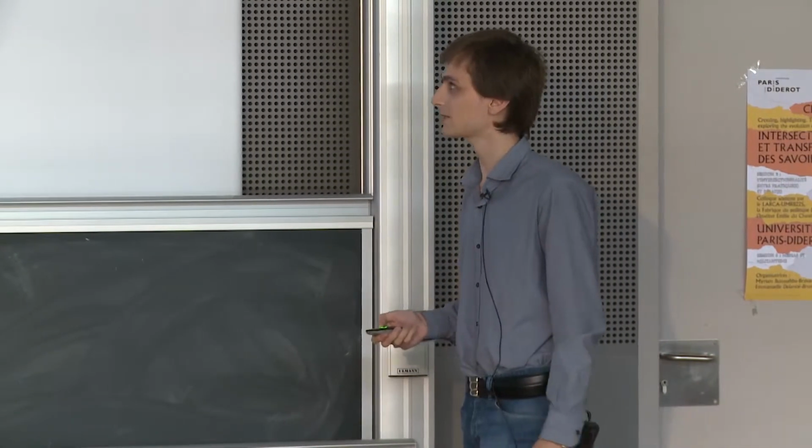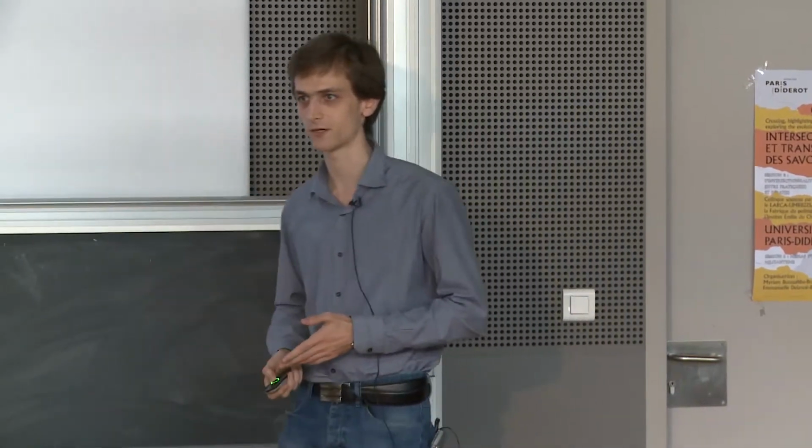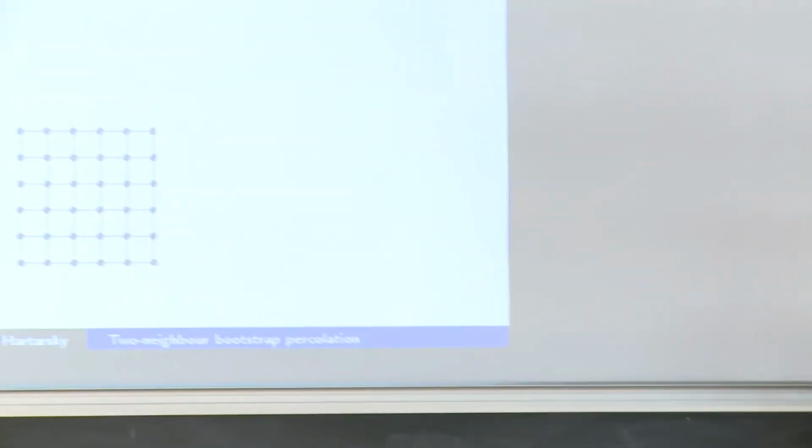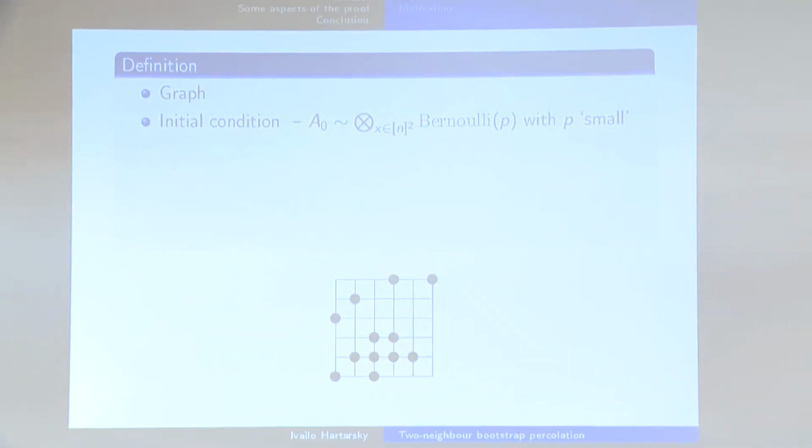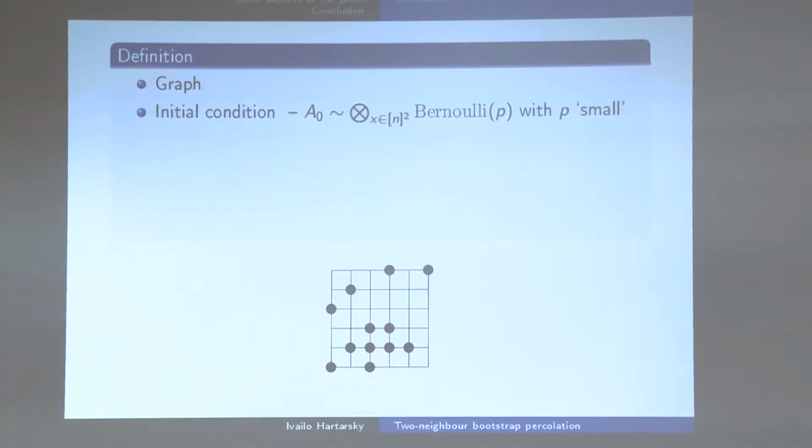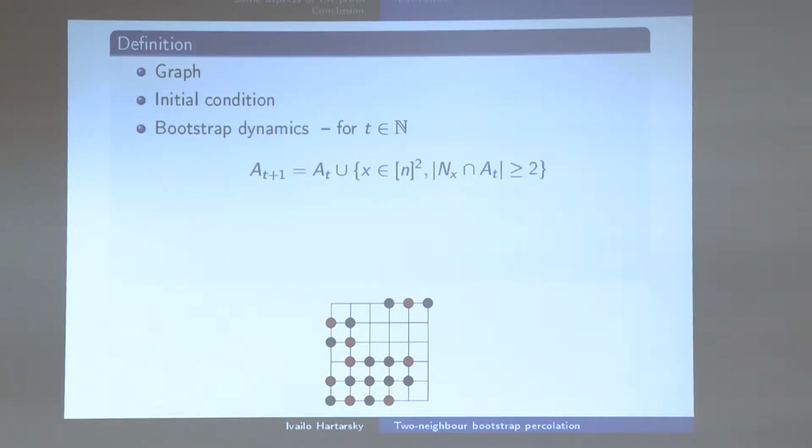So what's this bootstrap percolation thing? You start with a graph, which in our case will be the n by n grid. You put a percolation on the vertices, so each vertex is initially infected with probability p independently. That's all the probability there is to this. Afterwards you perform a totally deterministic dynamics: infected vertices remain infected, and if you have at least 2 infected neighbors, you also become infected. And then you iterate this.